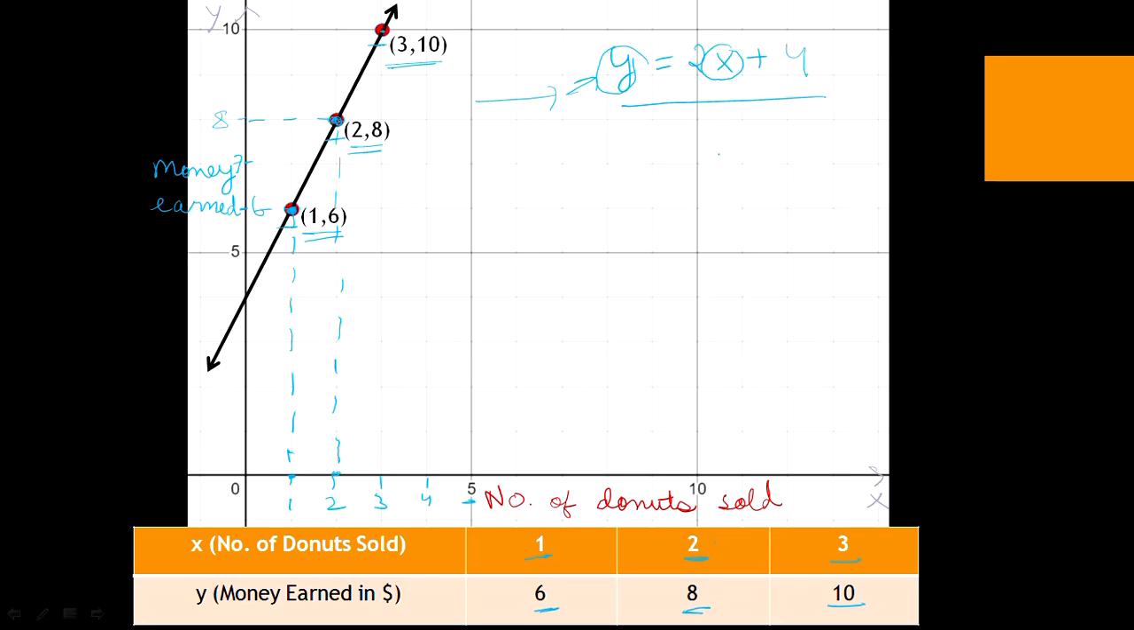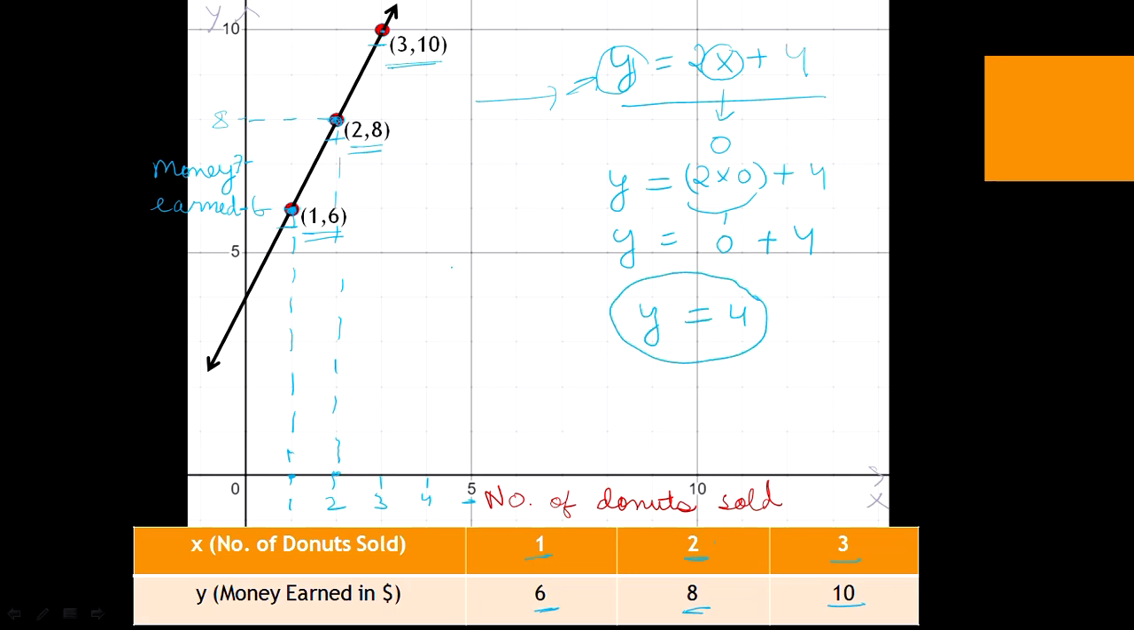Let's say Tommy sells 0 donuts. So what does that mean? Tommy has sold no donut on that particular day, which means x has a value of 0. And now our equation becomes y equals 2 times 0 plus 4, and 2 times 0 is 0, and we only have a plus 4, so y is simply 4.